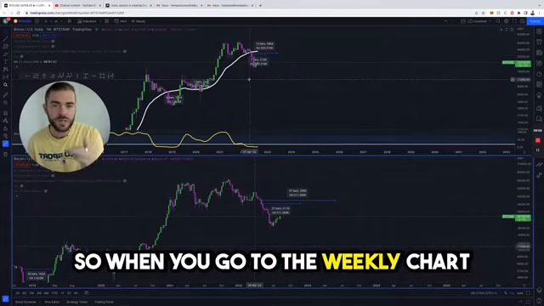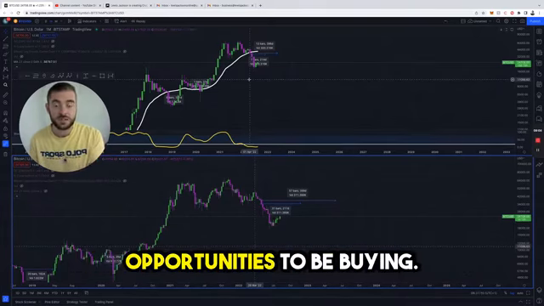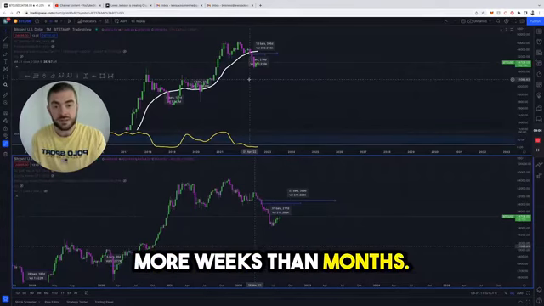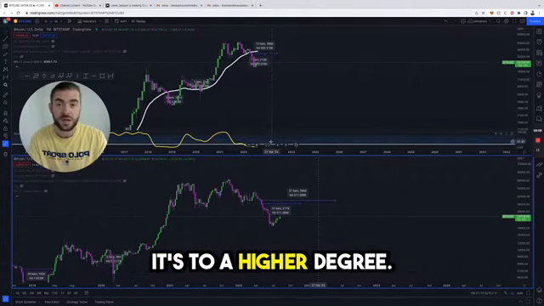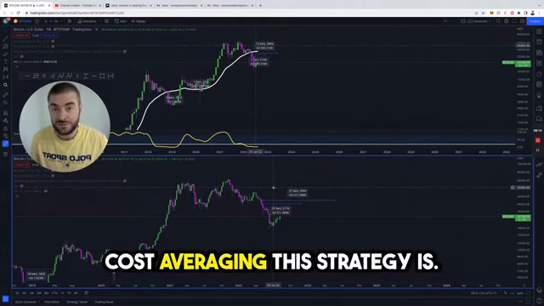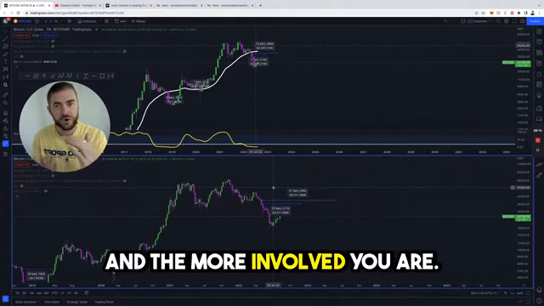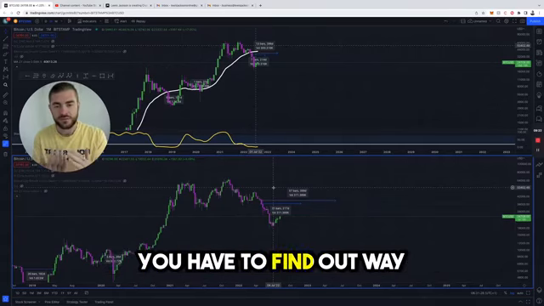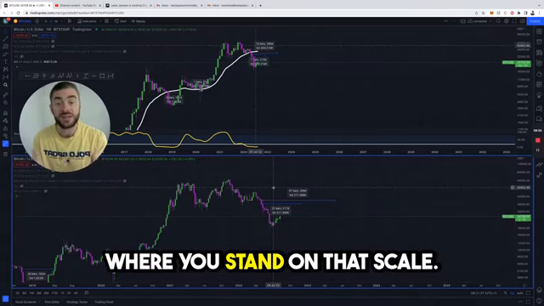This is why I think the monthly chart to be doing this Red Day DCA strategy doesn't really work, because ultimately you're allocating too many funds in too few opportunities. So when you go to the weekly chart, you give yourself more opportunities to be buying because obviously there's more weeks than months. And on the daily chart, it's to a higher degree. So the closer you get to the daily chart, the more like dollar cost averaging this strategy is, and the more involved you are. So it swings and roundabouts. You have to find out where you stand on that scale.